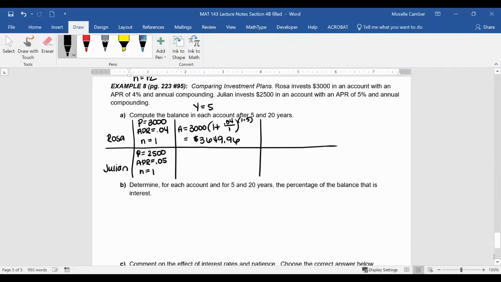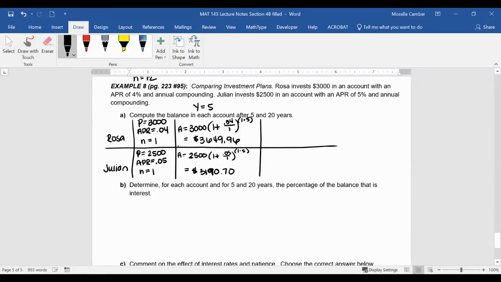Well, for Julian, he deposits $2,500, but his interest rate is 0.05 for 1 year, raised to 1 times per year times 5 years. Sorry, I'm going to rewrite that so it's a little bit easier to read. Start it a little bit further down. So we have A equals 2,500 times 1 plus my rate divided by 1 raised to the 1 times 5. Okay, so Julian after 5 years would have $3,190.70.